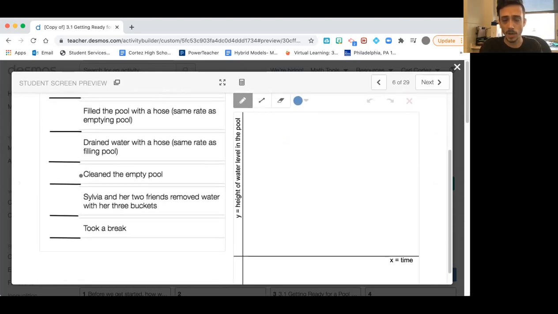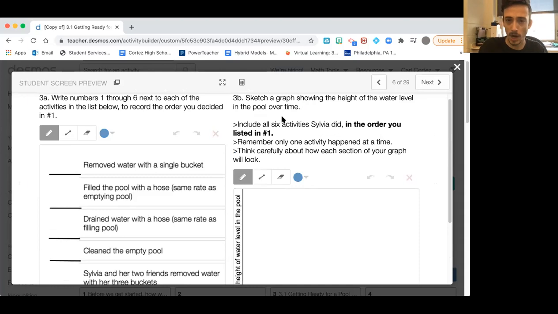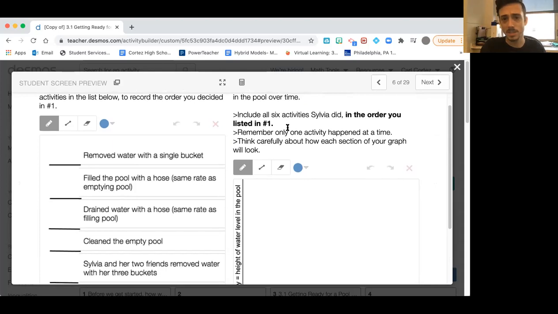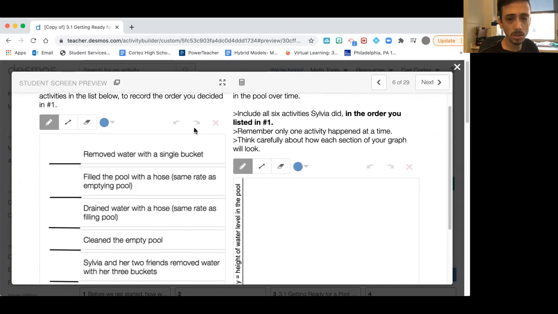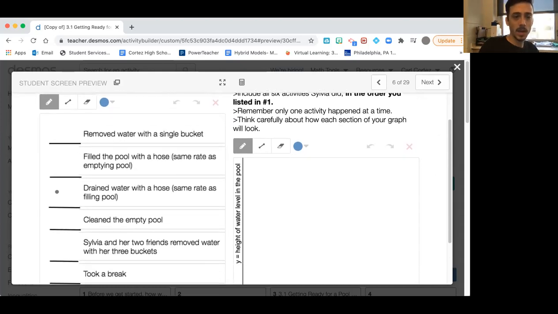So what did we have going on first? Well, what's happening here? We're sketching a graph showing the height of the water in the pool over time, including all 6 activities Sylvia did in the order I listed previously. Remember, only 1 activity happened at a time. Think carefully about how each section of your graph will look. Okay, sounds good. So again, we did this first, did this second, 3 buckets third. Cleaned it, filled it, broke it.